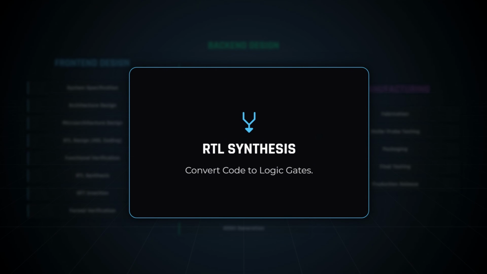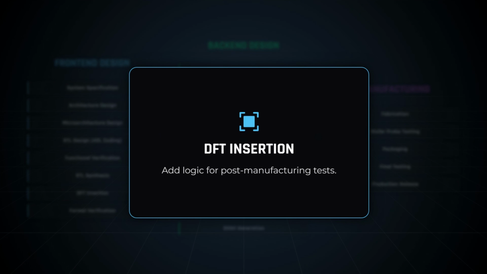6. RTL synthesis. Now the RTL code is converted into real logic gates inside the computer. The tool converts always blocks to flip-flops, assign statements to gates, and outputs a gate-level netlist. 7. Design for test, DFT. Extra logic is added so the chip can be tested after manufacturing. Example: scan chains, BIST. This helps detect manufacturing defects later.